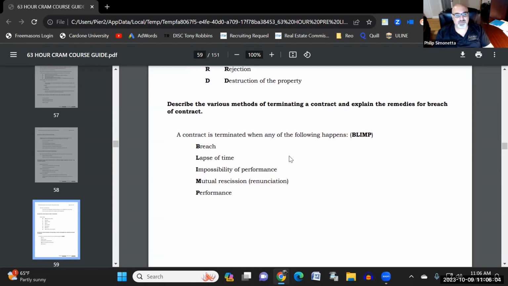Now we have to be able to describe the various methods of terminating a contract and explain the remedies for breach of contract. So a contract is terminated when any of the following happens. BLIMP is our acronym. Breach, that's when somebody breaks it. Lapse of time, that means the time ran out. Impossibility of performance, so something happened, they cannot perform. Mutual rescission, which is renunciation. So if both of them say, nah, we don't want to do it.